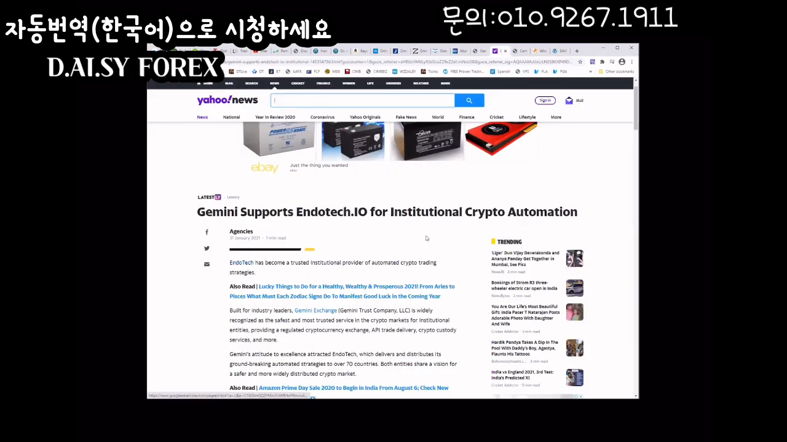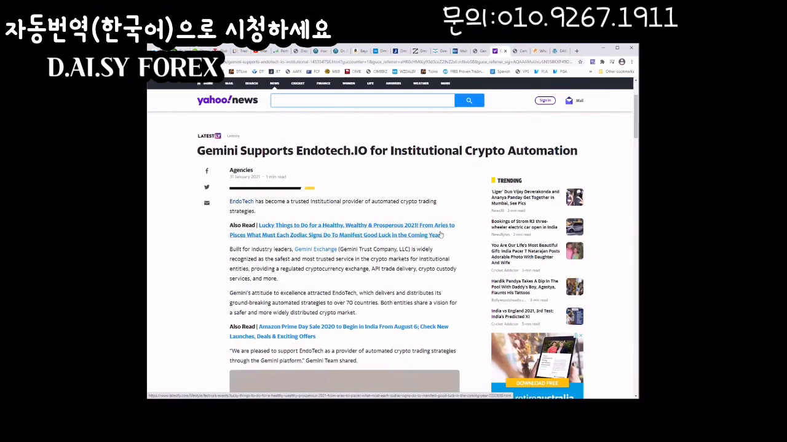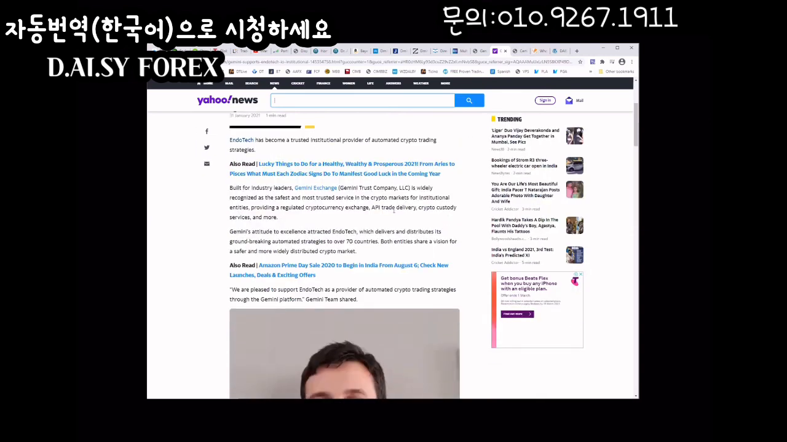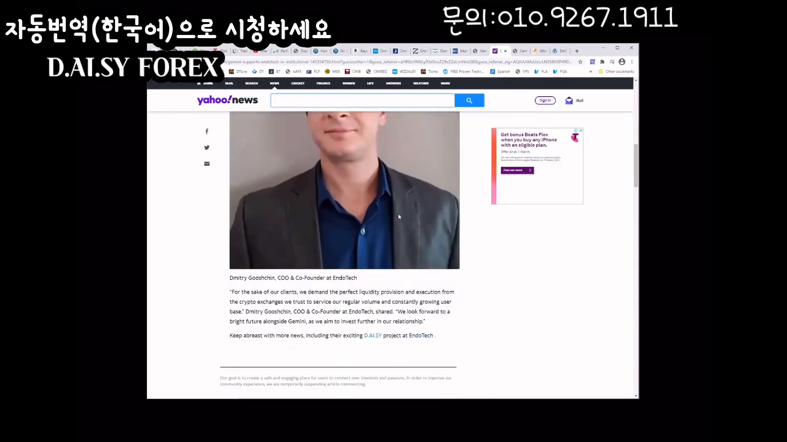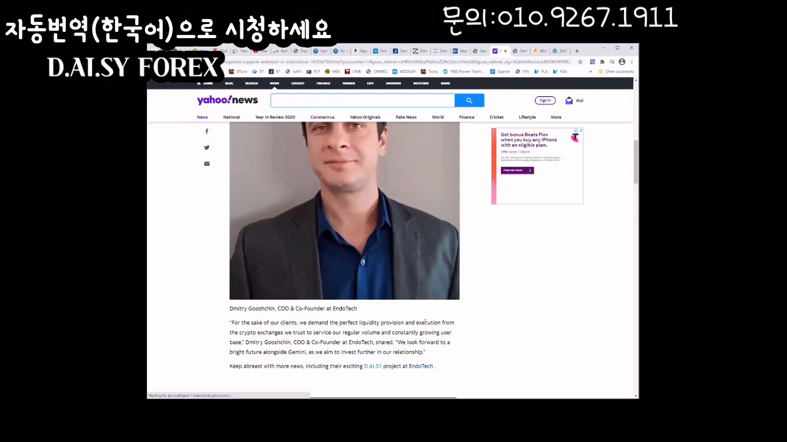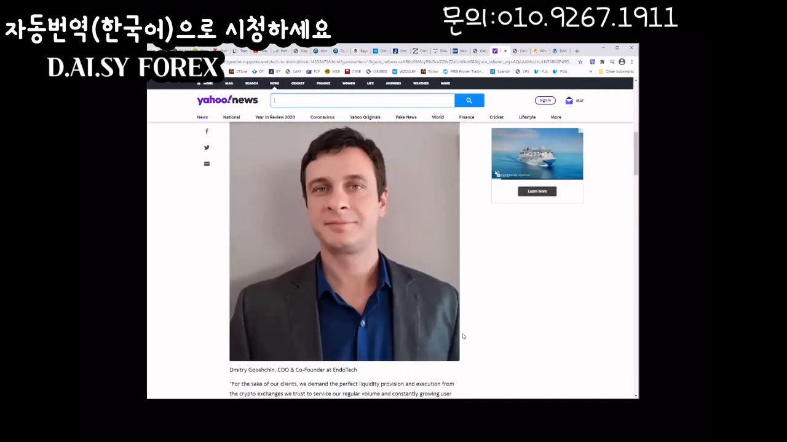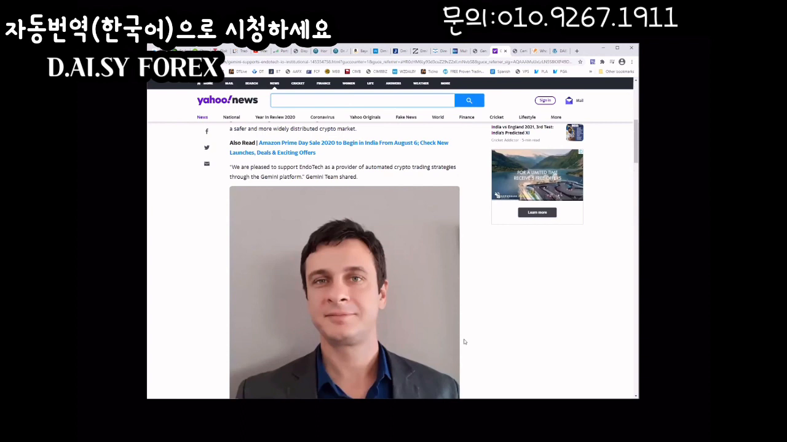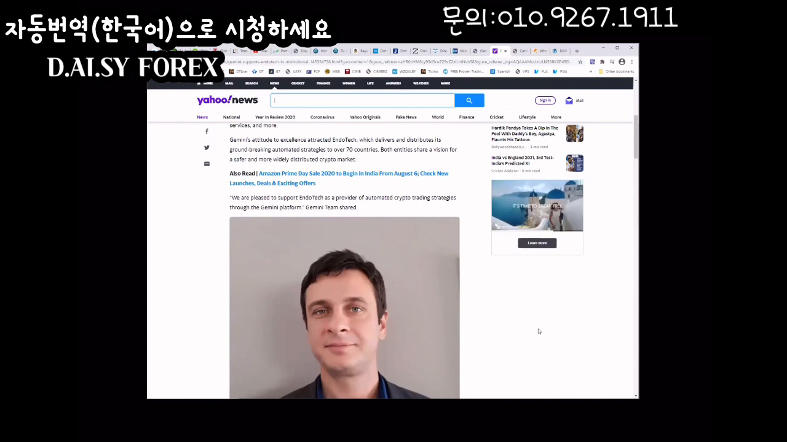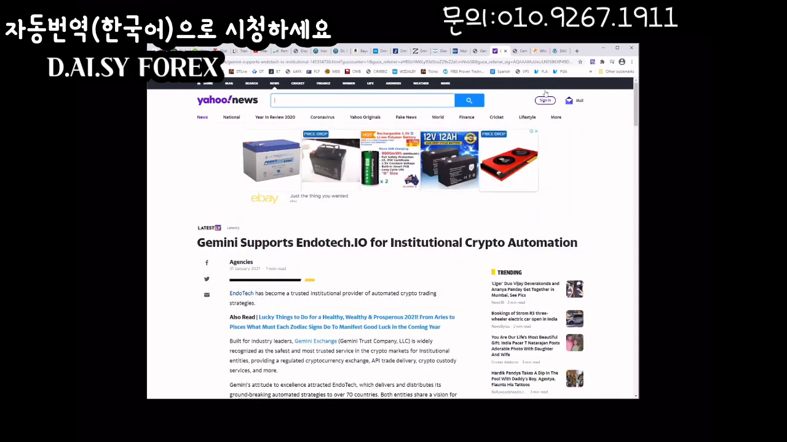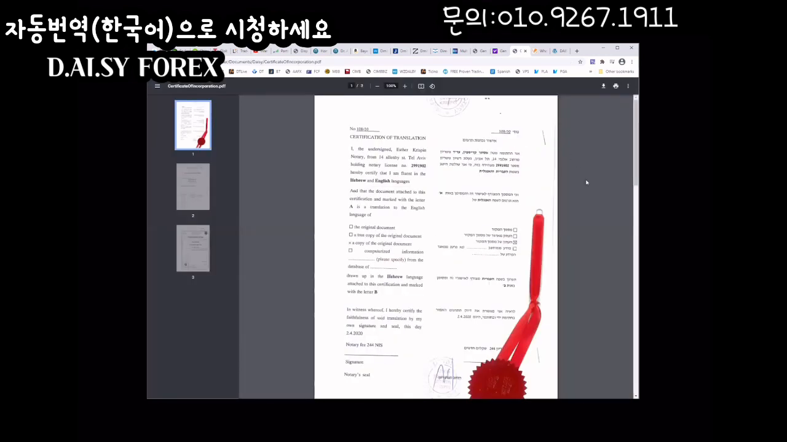So we go here to Yahoo News, and we see something that validates both Dimitri and ENDOTECH in the space. An article: Gemini supports ENDOTECH for institutional crypto automation. Now you can read through this article, get an understanding. There's a picture of a younger Dimitri, and it talks about both the project, D.AI.SY, and ENDOTECH. So we're getting a bigger picture, which I think is really important in understanding the substance behind what's going on. So that covers off a little bit of research on Dr. Anna and Dimitri. Let's look at factual information about the company.